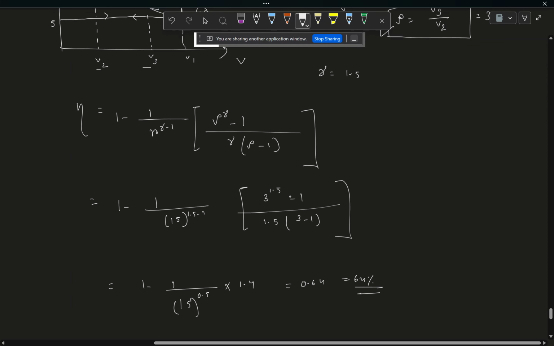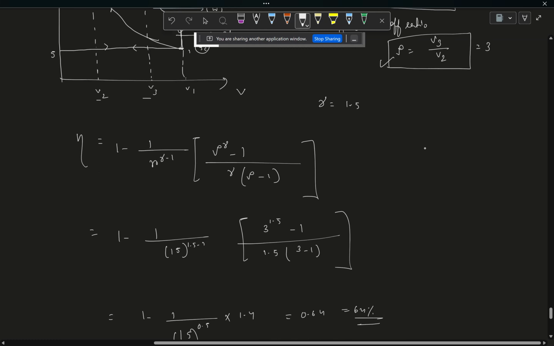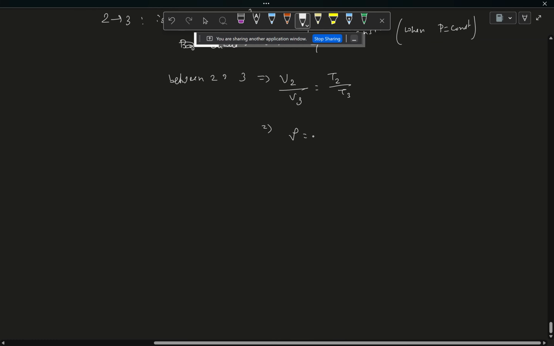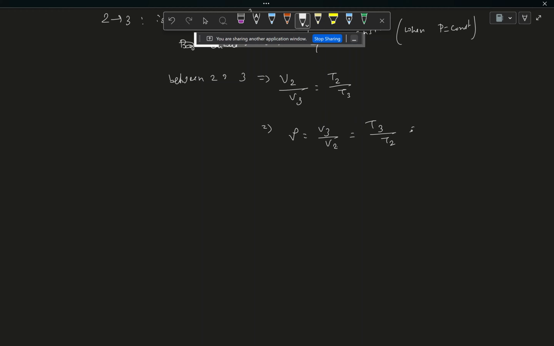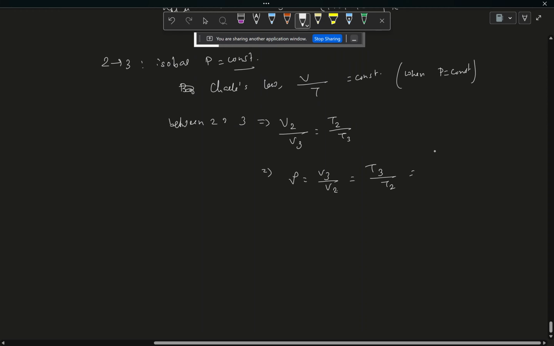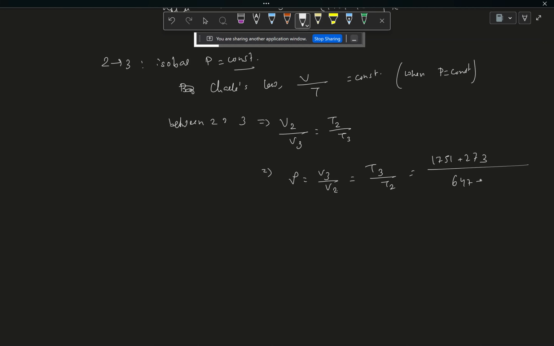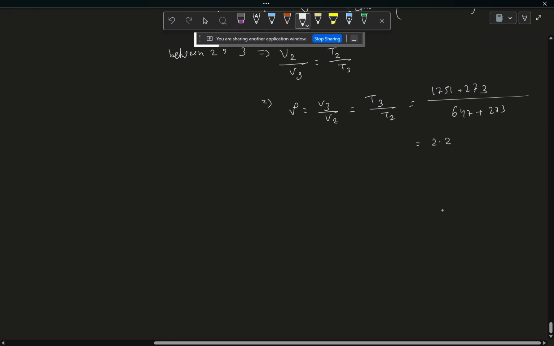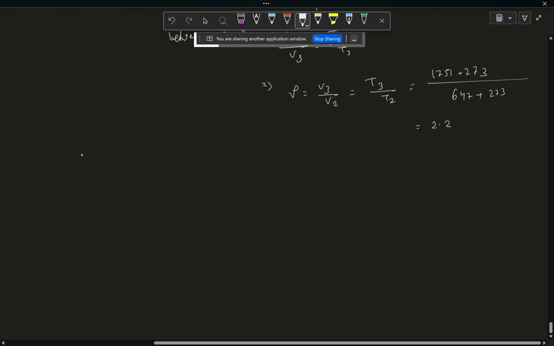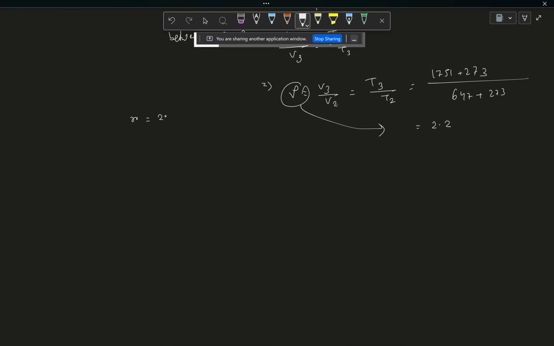But because your fuel cutoff ratio is V3 by V2, we calculate that directly. So rho is equal to V3 by V2, which is equal to T3 by T2, since the final temperature is higher. So this is 1751 plus 273 divided by 647 plus 273. You'll see that this value is almost 2.2. Now you have the information about rho, and you already know r from the question, which is 22.